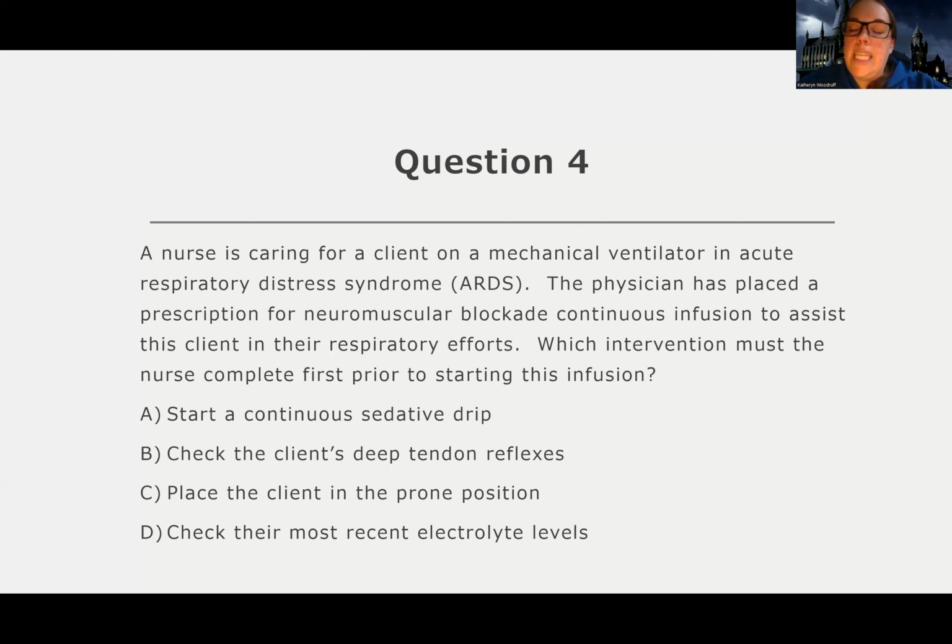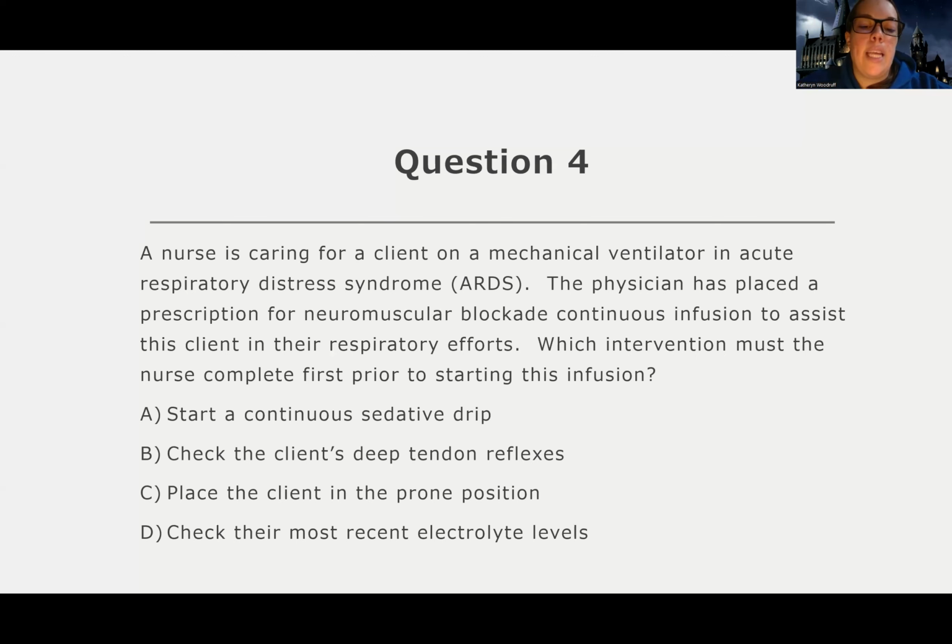It says check the client's deep tendon reflexes. I know I check a train of 4 to see their muscular response, or see how many twitches they have, but I don't know anything about deep tendon reflexes being related to a paralytic. That would be like hitting the elbow or hitting the knee, looking for that kind of reflex. I don't think that is related.